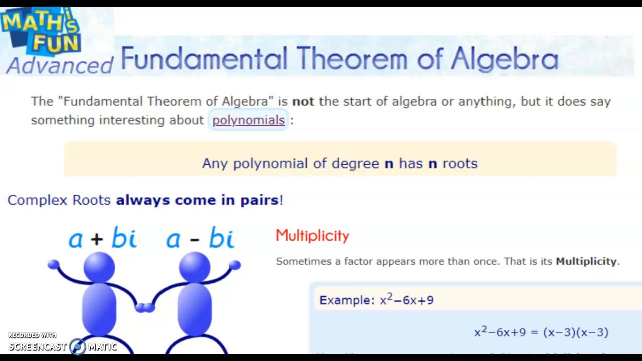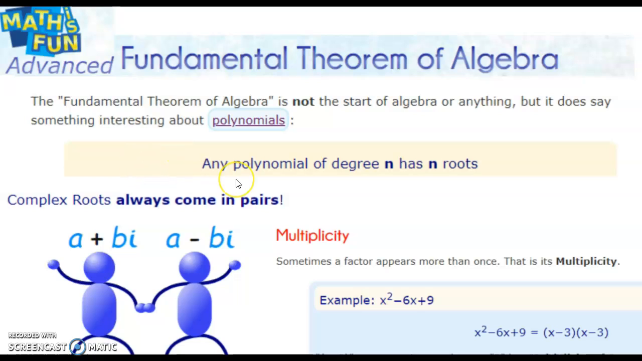Okay, so this is the last video for Unit 6. It covers the fundamental theorem of algebra, which is a very simple concept. It basically is saying that whatever the degree of your polynomial is, that is how many roots it will have. How many roots, how many solutions, whatever it is, zeros, whatever it is we're calling it.